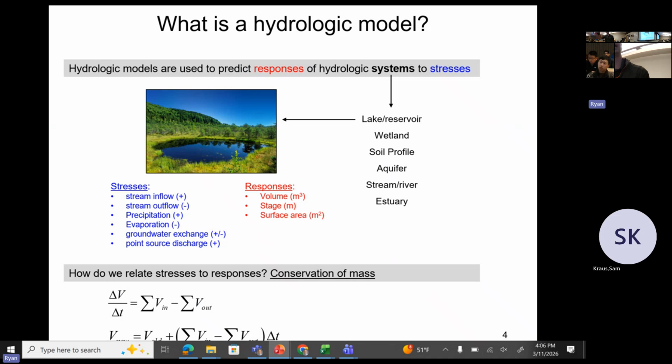And inflows and outflows, we have all these stresses that go into that very simple Euler's method to forecast into 1 day, or it could be a week or a month, whatever our delta T is chosen to be. And that is, in its basic form, a hydrologic model.